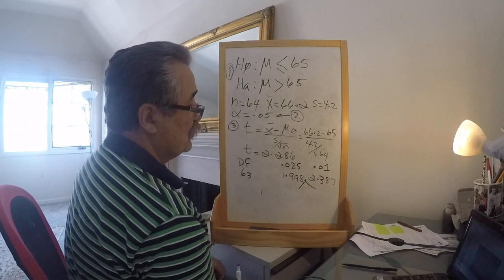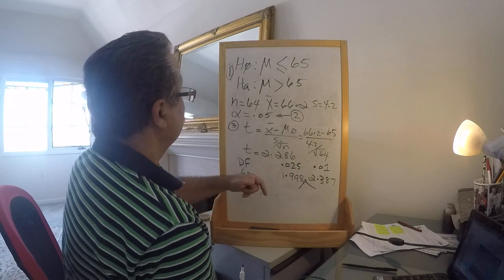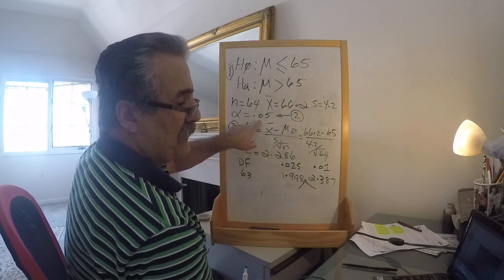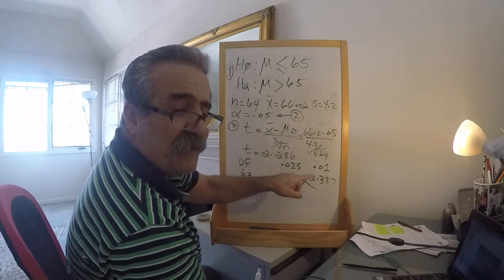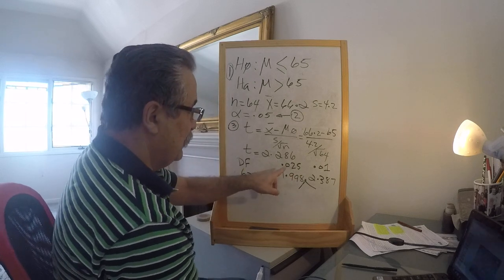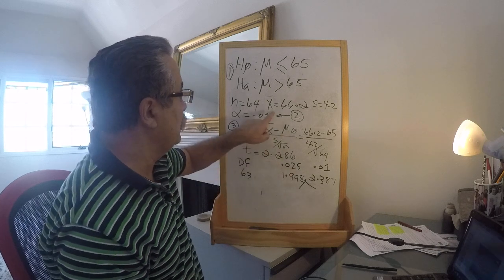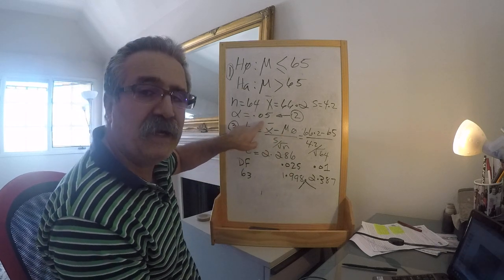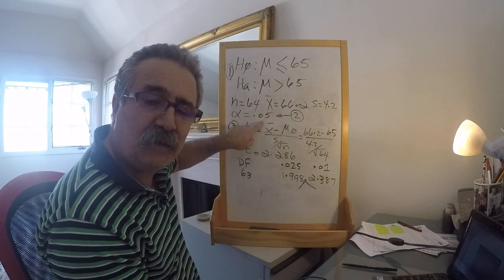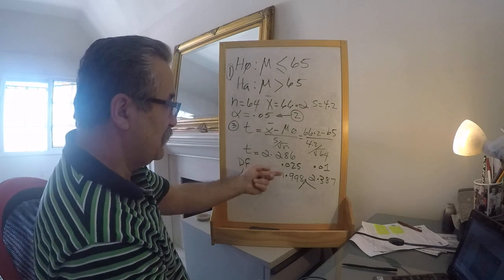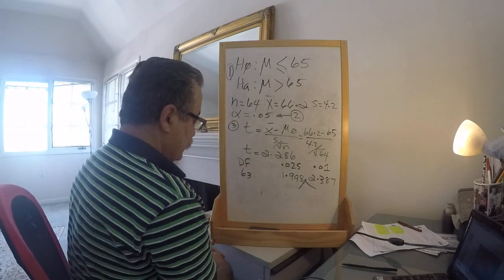We're not exactly sure how much it is, but look, the alpha is 0.05. Even if our p-value is 0.025, which is the highest value, it is still less than 0.05, therefore we have to reject the H0. This is using the p-value approach.